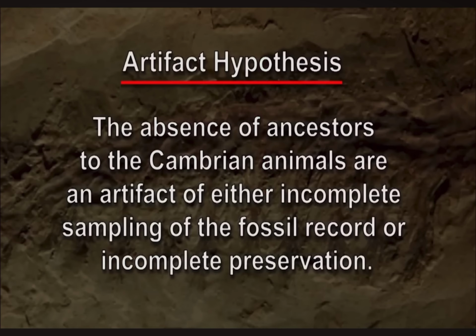So the technical way of referring to that is the idea that the missing ancestral animals to the Cambrian animals that arise later, those ancestors are missing, and they're missing as an artifact of either incomplete sampling of the fossil record or as a result of incomplete preservation. Now, 150 years since the publication of The Origin of Species, and given all these different fossil finds, no one really can say we haven't looked hard enough anymore.